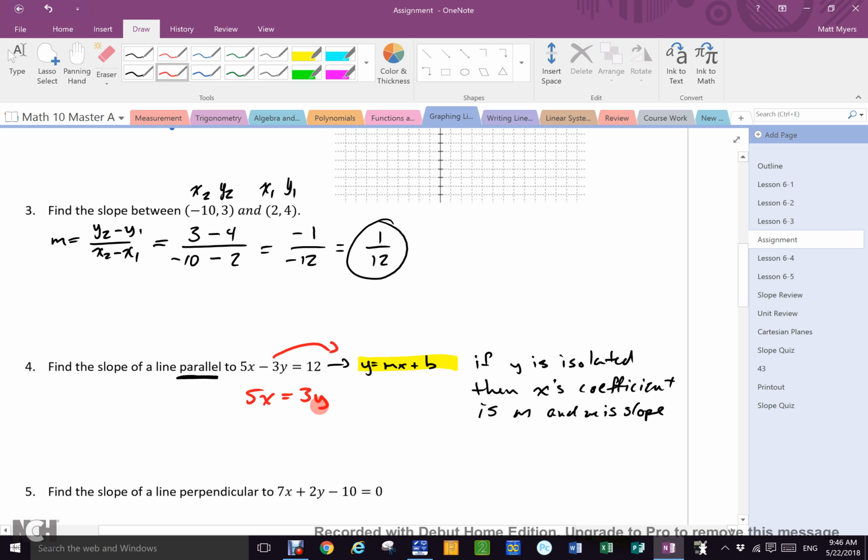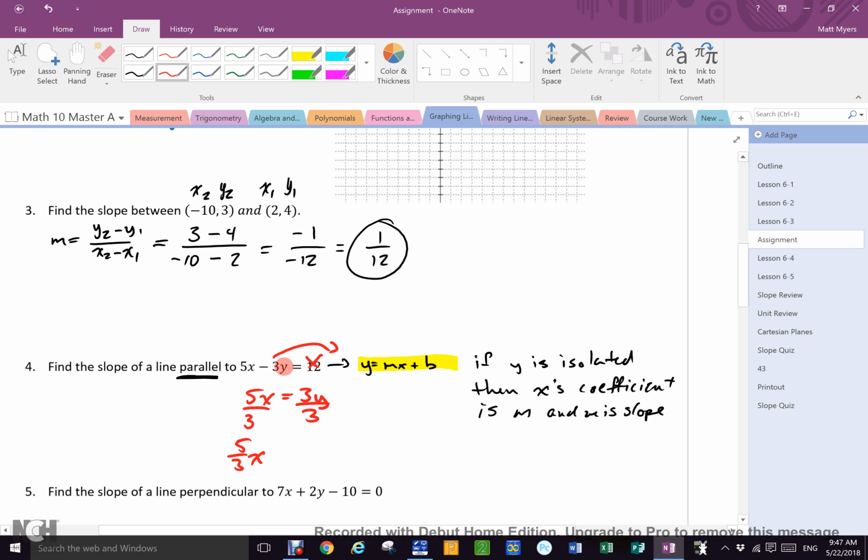Am I getting close? Do I care about the 12? No, because I only care about slope because it's parallel, right? So the 12 doesn't even matter. I just got to get y by itself because whatever's with x is my slope. Now what must I do to make this look like this? Divide by 3. 5/3 x. That's this line's slope.